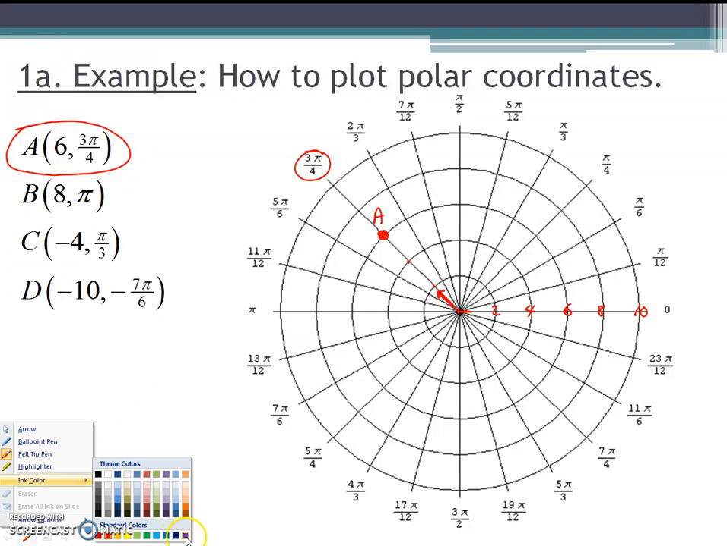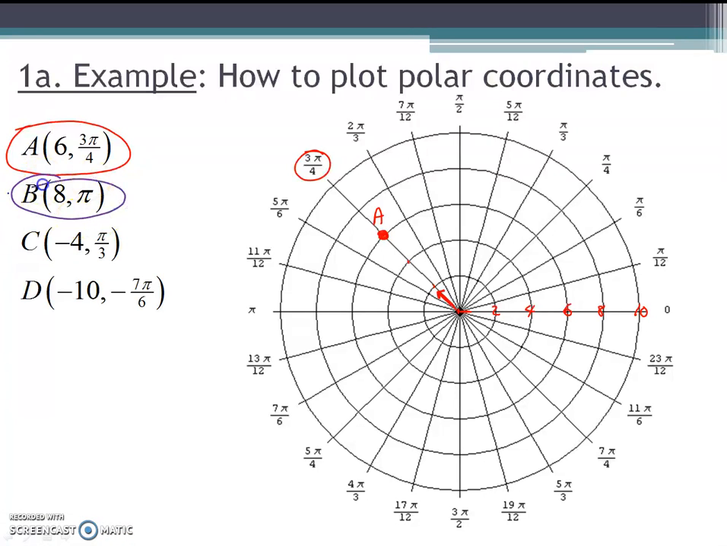Point B. We are now facing the direction of pi, which is 180 degrees, of course. There's pi. And we're going to move 8 units away from the pole: 2, 4, 6, 8 units away from the pole. So there is point B.